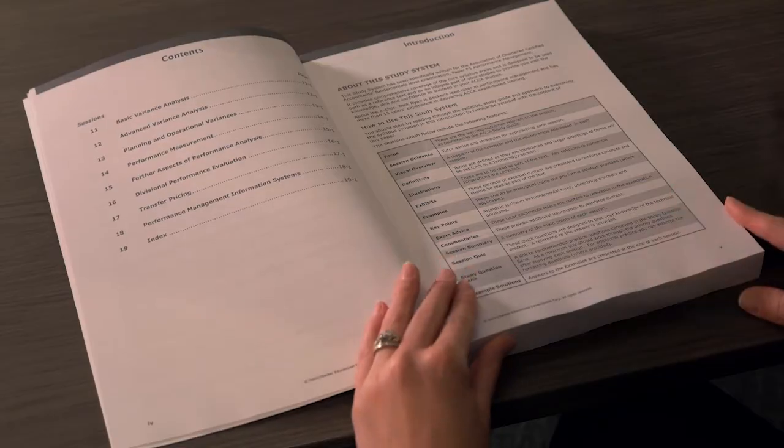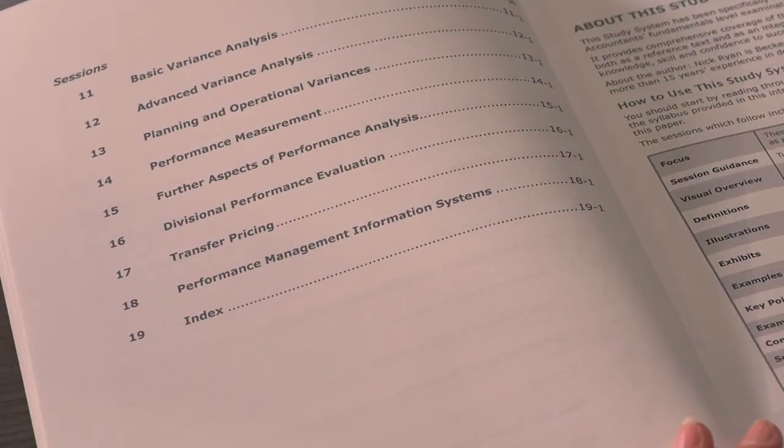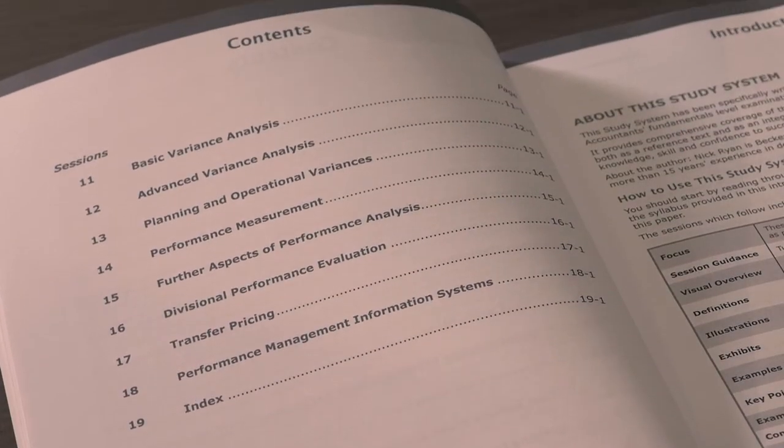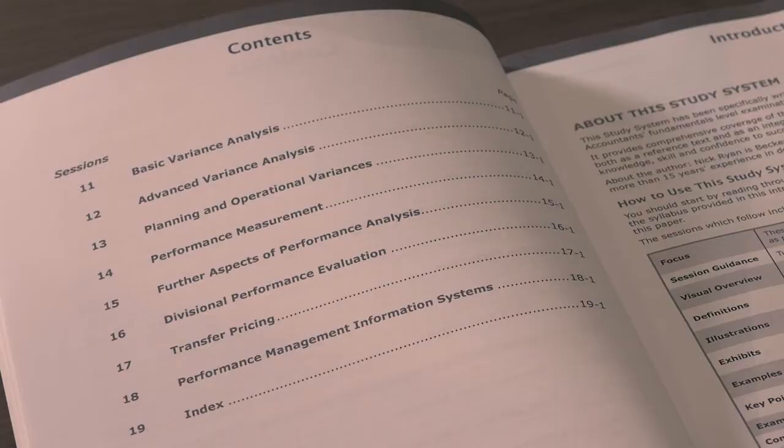Let's look inside. What's in the study text? As you can see from the contents page, we have a few pages introducing the paper. We include the ACCA syllabus and study guide, as published by the ACCA, in full. For relevant papers, we also reproduce formulae, tables, and tax rates and allowances, as published by ACCA, so students can see from the outset of their studies the reference material that will be available to them in the examination.